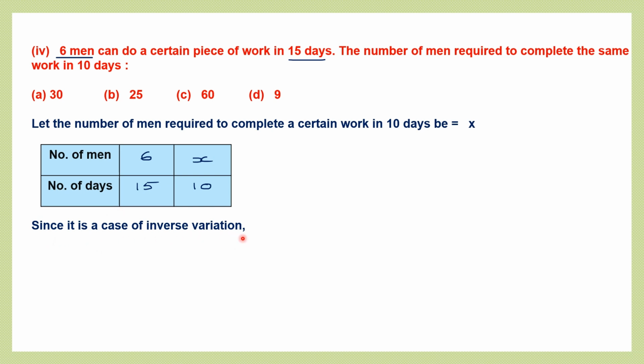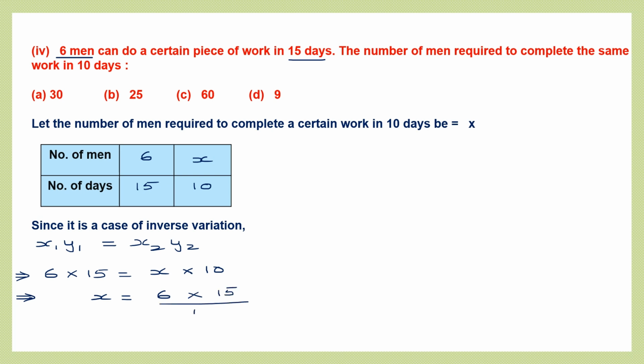And since it is a case of inverse variation, x1 y1, the product, not division, the product x1 into y1 will be equal to x2 into y2, and x1 is 6 into y1 is 15 is equal to x2, which is x, into y2, which is 10. Now from this we can find the value of x. X is equal to 6 into 15 divided by 10.